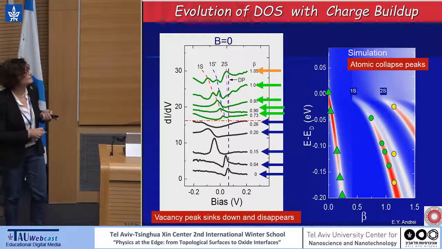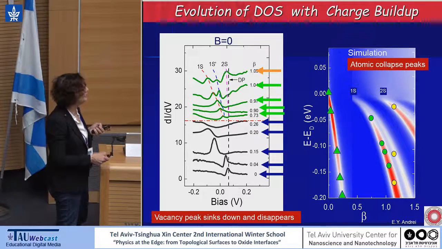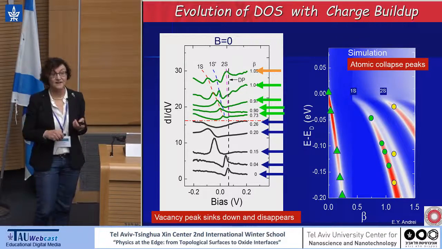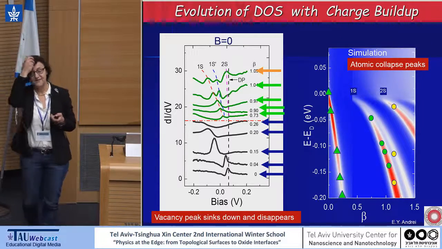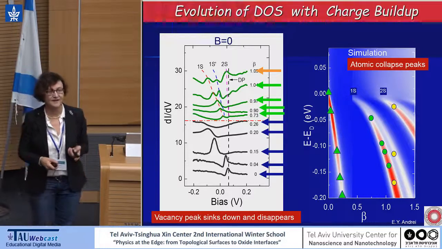So now we have two states here. We have a 2s and a 1s. You can take the ratio, and it actually fits the theory of physics. We just realized this a couple of days ago.